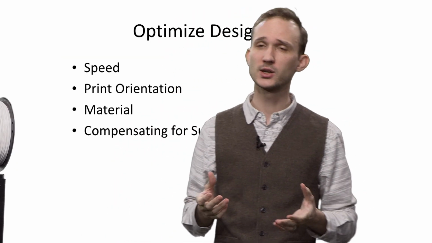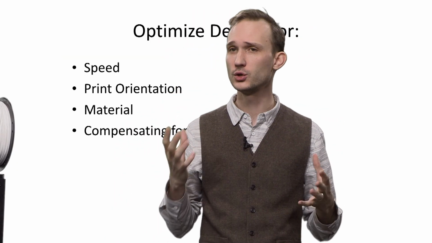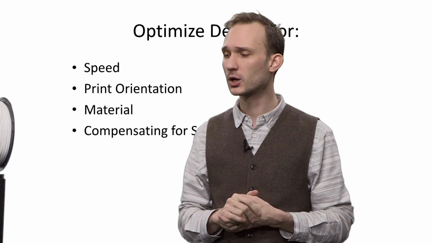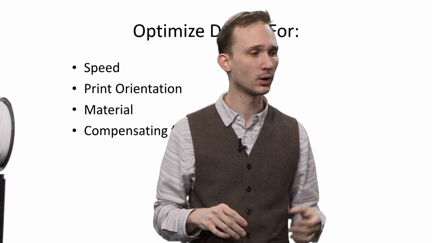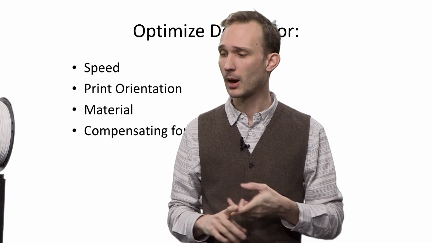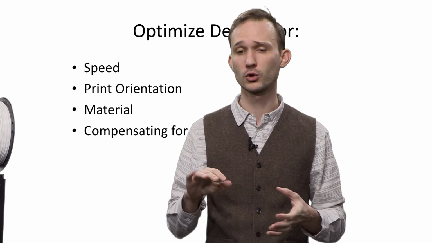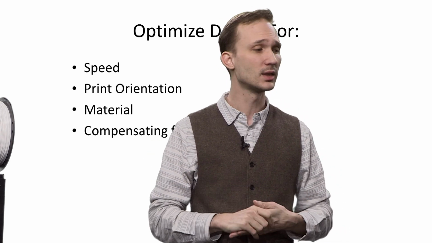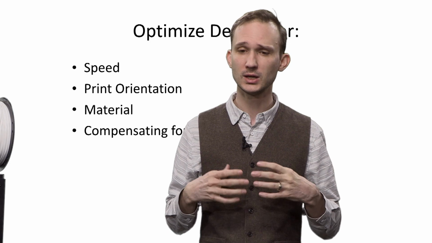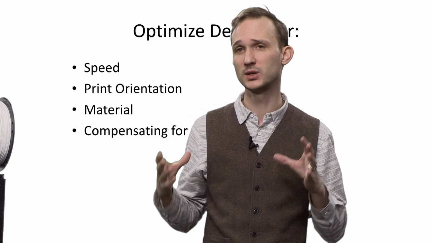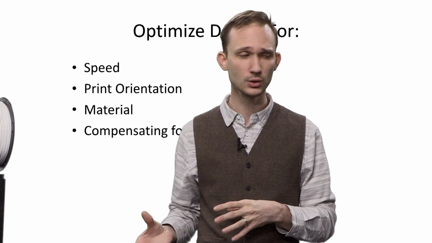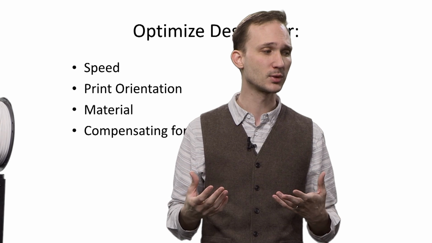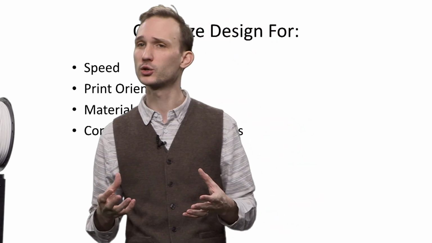So in order to maximize your effectiveness in the design cycle using fused deposition modeling, you're going to need to optimize your designs for the speed at which you print them, perhaps the print orientation in order to get the layers in the direction that you want them. You're going to need to optimize your design for the material that you know you want to use, and you also may need to optimize it to compensate for any supports you need to add.